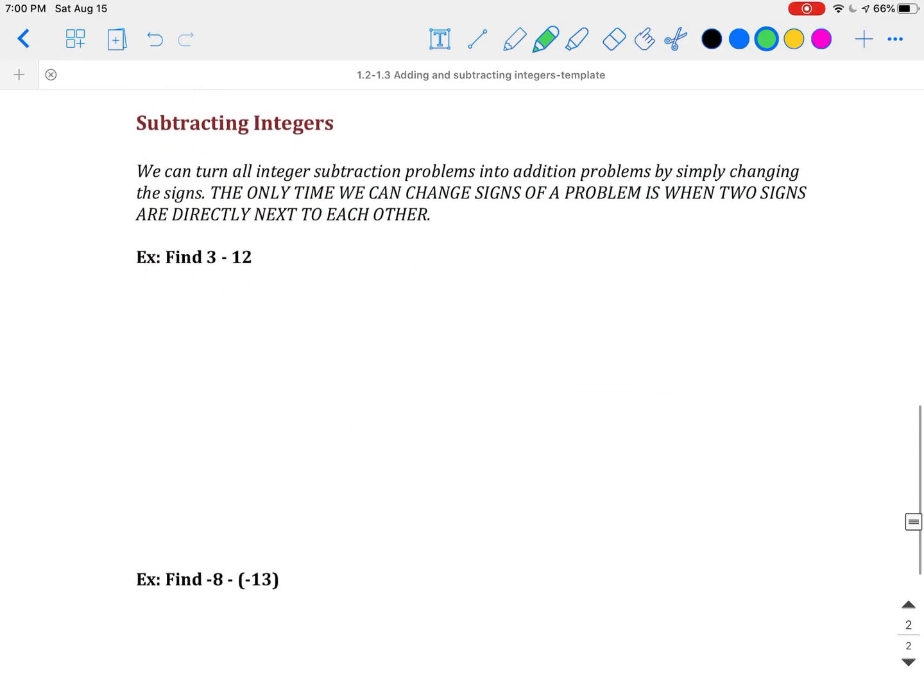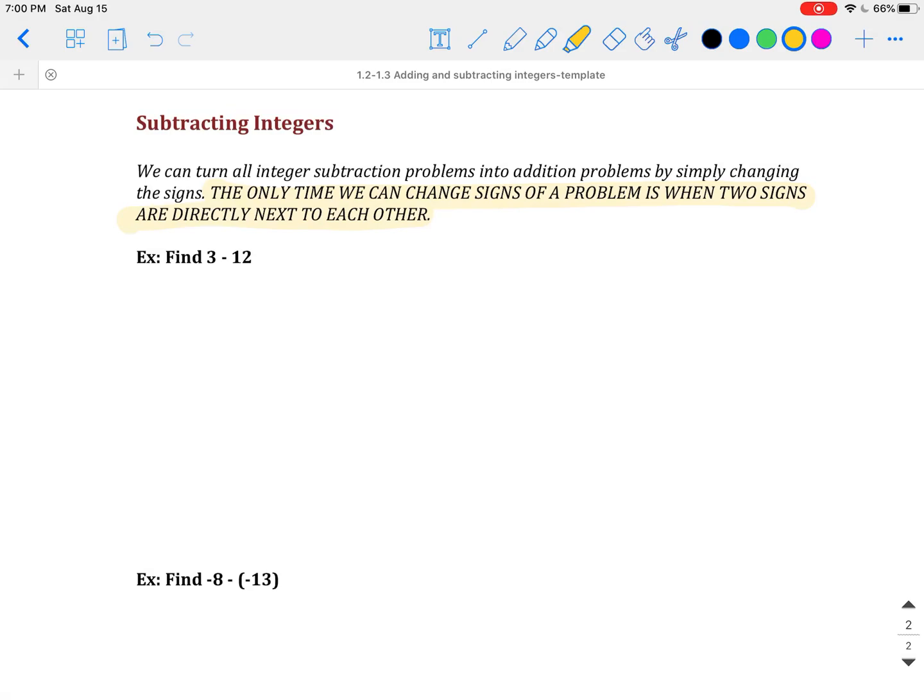So subtracting integers. This is something important. So we can turn all integer subtraction problems into addition problems by simply changing the signs. Now, we can't just change whatever signs we want to, so make sure you're paying attention of when we can change the signs. The only time we can change signs of a problem is when two signs are directly next to each other. And I'm going to show you when that is and kind of what that means.